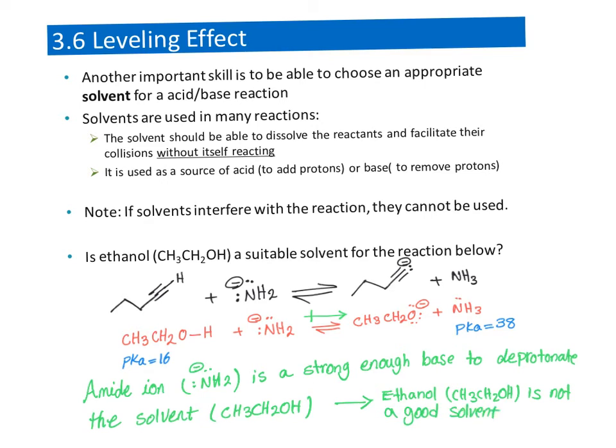Or in other words, we can say that amide is a stronger base than the conjugate base of the solvent. So we cannot use a solvent that has a weaker conjugate base than the base that we are using in the reaction. So ethanol is not a suitable solvent in this reaction. We need to find a better solvent for our purpose.